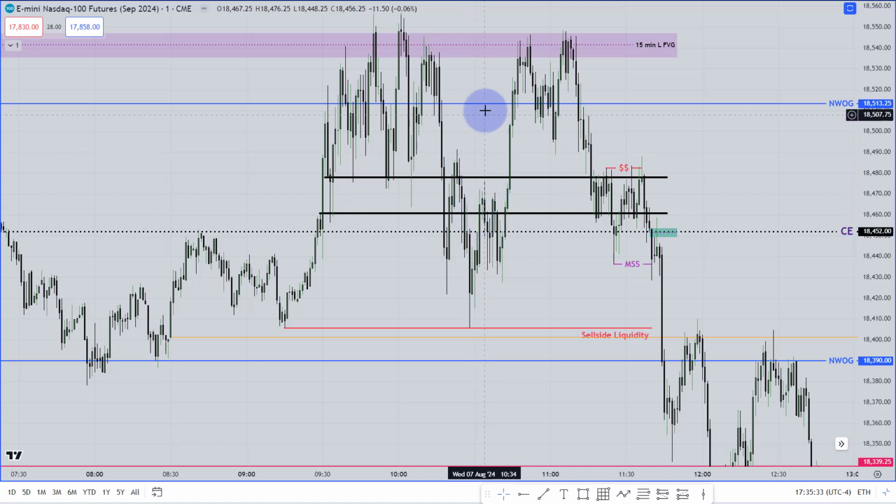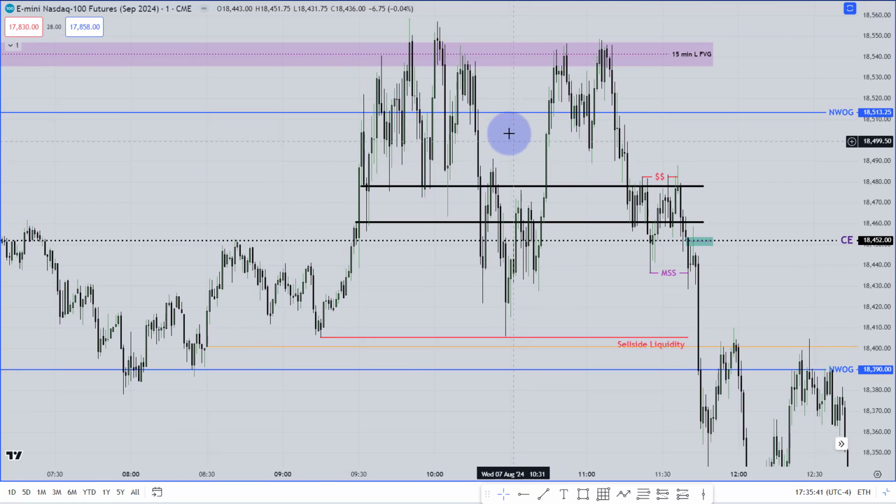If in between these two levels maybe the sell setup has been created around that area, am I going to take that sell? No, I'm not going to take that sell. I will only take it if the market has made a sell setup very near, within 1-2 handles of that new week opening gap. Then I will take that sell.